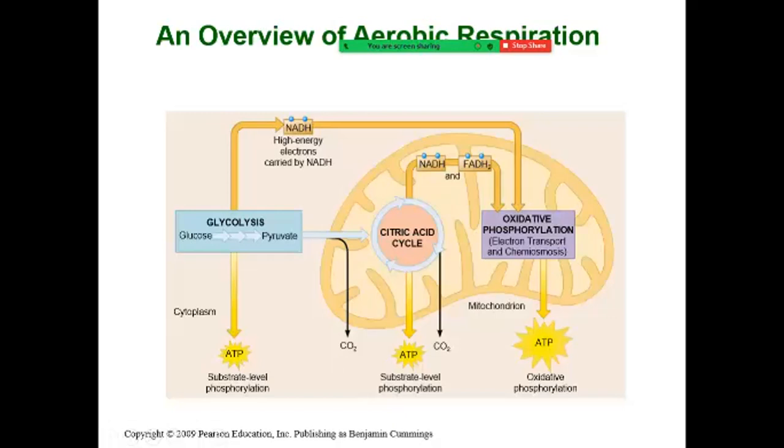Prokaryotes do not have mitochondria. And so almost everything is happening in the cytoplasm, except for the electron transport chain, which is occurring in and across the cell membrane. So instead of the inner mitochondrial membrane, the electron transport chain in prokaryotes is happening in and across the cell membrane. Any question about any of that?